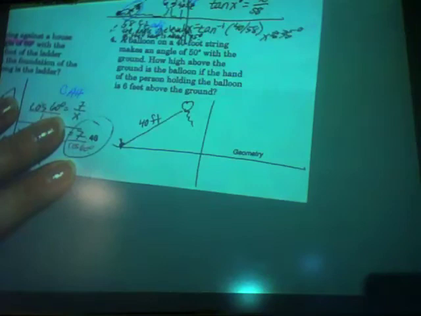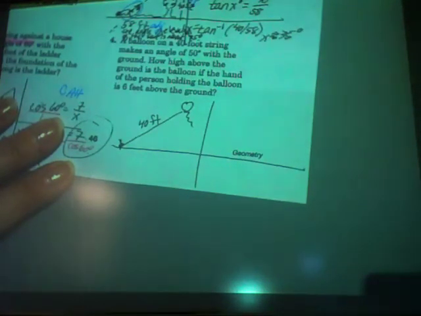How do I know that that string's at a diagonal? If you're holding a balloon, how often does the balloon stay directly over your head? Not very often. Especially if it's on a 40-foot string, isn't there going to be some sort of breeze up there that typically is going to carry it away from you? And it makes an angle of 50 degrees with the ground. The string makes an angle of 50 degrees with the ground. So this right here is 50 degrees.